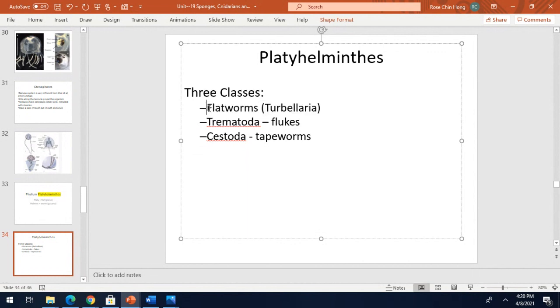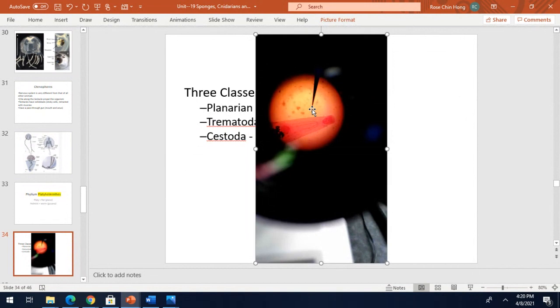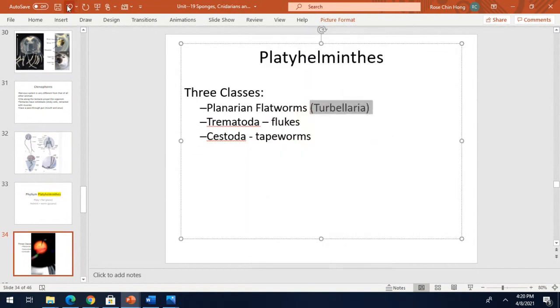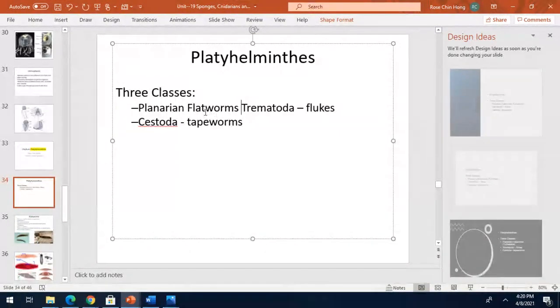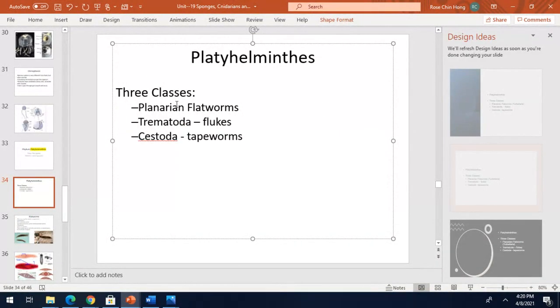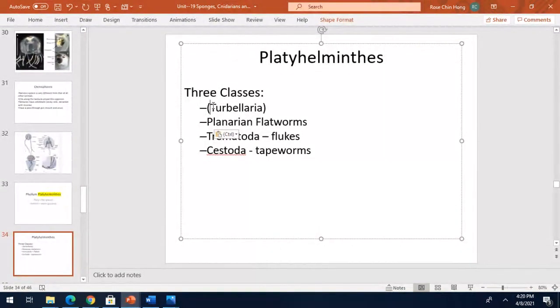Let me write it here. Planarian flatworms, and that's Turbellaria. Wait, let me reverse it. Sorry, guys. I want to reverse it so that we are consistent. Undo. I messed up. I'm supposed to do Control C. Then take this out. So I'll put it here. Okay, so then it is consistent with our three groups, all right?